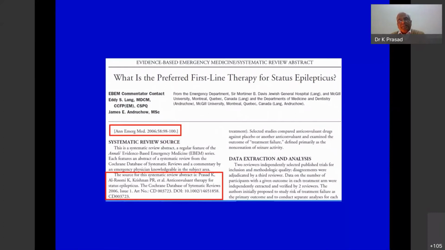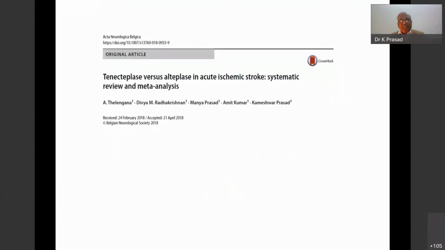Annals of Emergency Medicine also picked it up and said, no, this is the practice-changing thing. We will definitely highlight this in our publications with a separate heading. But I think the example I really like to give is a meta-analysis and systematic review done by my resident.